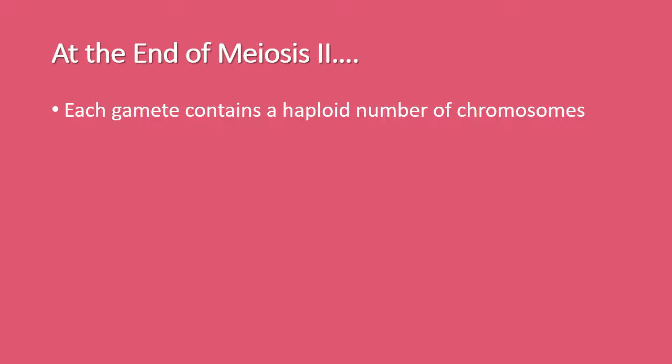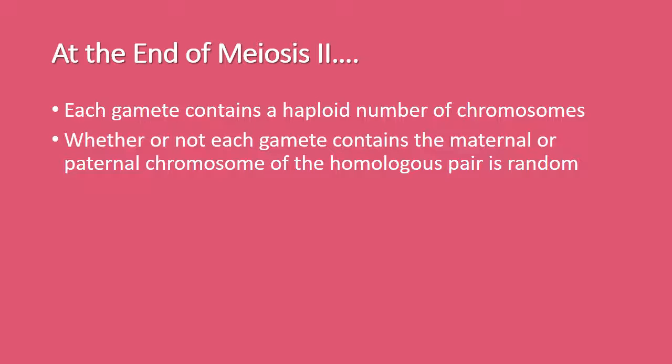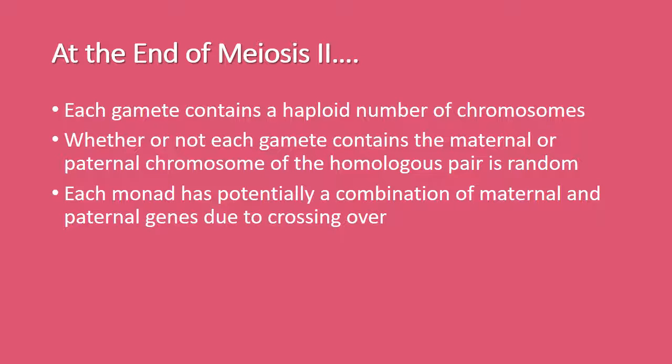So in review, at the end of meiosis 2, you have 4 gametes, each that have a haploid number of chromosomes. Whether or not those gametes contain maternal or paternal chromosomes of the homologous pair is completely random. And each monad has potentially a combination of maternal and paternal genes thanks to the genetic shuffling, the crossing over that occurred during prophase 1. And all together, this increases the level of genetic variation.